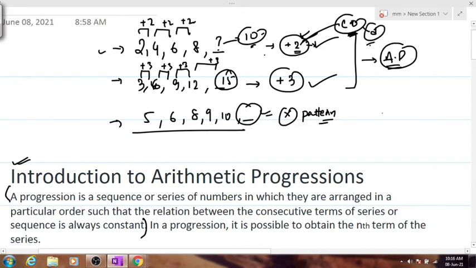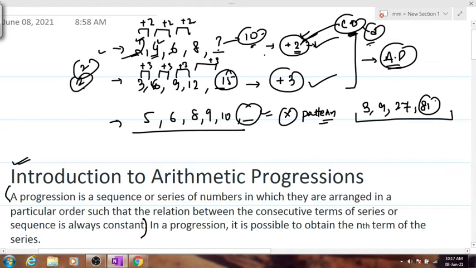Now I am giving you another pattern. Tell me if that's an AP or not. Supposing I write 3, 9, 27. What do you think the next number will be? 81. Now can you say, is this an AP? Yes, sir. Why? I said the common difference, the difference between these two numbers: 4 minus 2, it's 2. 6 minus 4, it's 2. Common difference has to be the same.